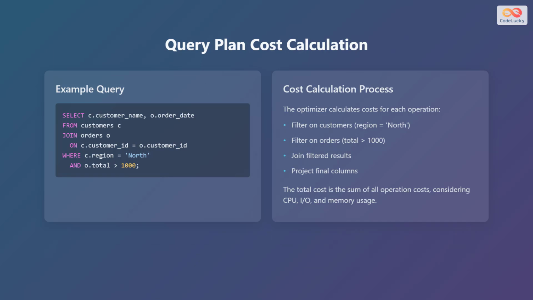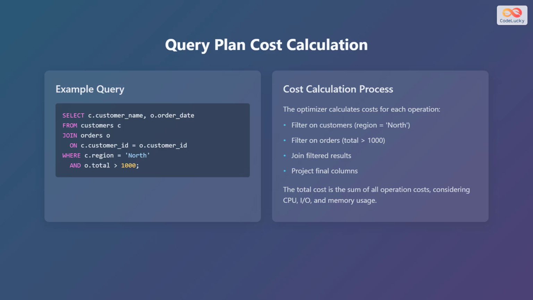Let's examine query plan cost calculation with an example query. Consider the following structured query language query. Select customer name, order date from customers, join orders on customers.customer_id equals orders.customer_id where customers.region equals north and orders.total is greater than 1,000.